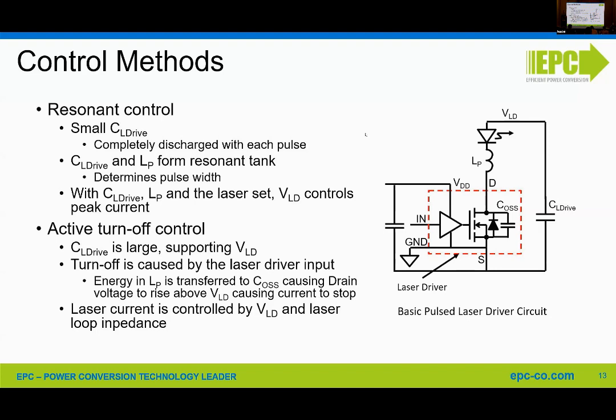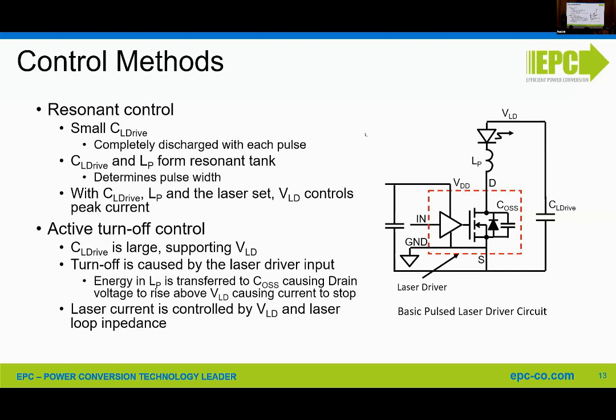So with the capacitance selected and the inductance from your layout, you're going to have a frequency of the tank. And I'll talk a little bit more about this in the next slide. Once you have the frequency of the tank, the voltage of the laser driver is going to be the knob that controls your power.